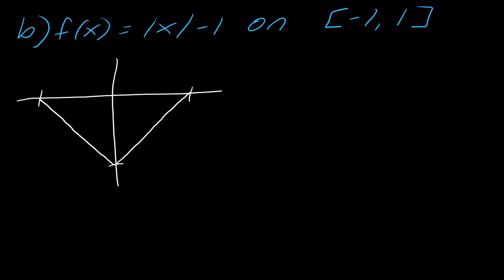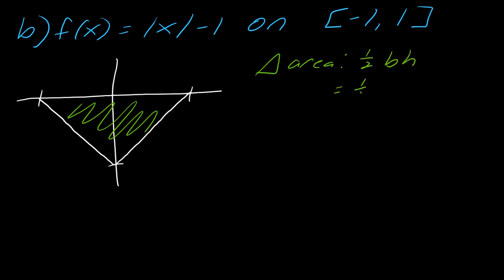So if I just wanted the area of this, since it's a triangle, we'll take 1/2 base times height. That's 1/2 times 2 times 1, so this ultimately equals 1. So that would be the area of this shape. However, I'm not asking for the area, I'm asking for the average value. Since this falls below the x-axis, this is actually going to be negative, so this needs to be a negative value.